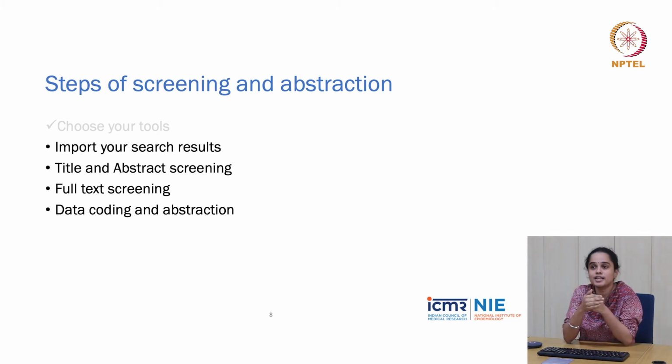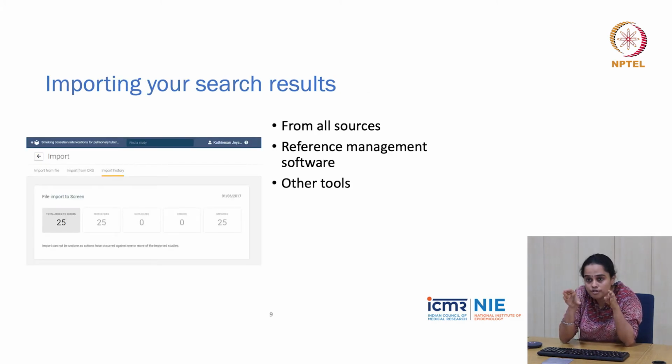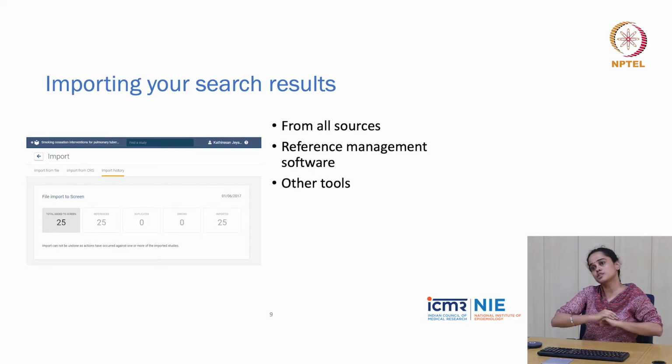So for the rest of the lecture, what I've done is I have pasted screenshots both from Covidence and from Rayyan, so that you have a direct feel of how it looks like when you're proceeding through these steps of screening and data abstraction. So this is basically a screenshot from Covidence. So when you're importing your search results, make sure you pull all from every source. You would have searched multiple sources, pull all the results into one place.